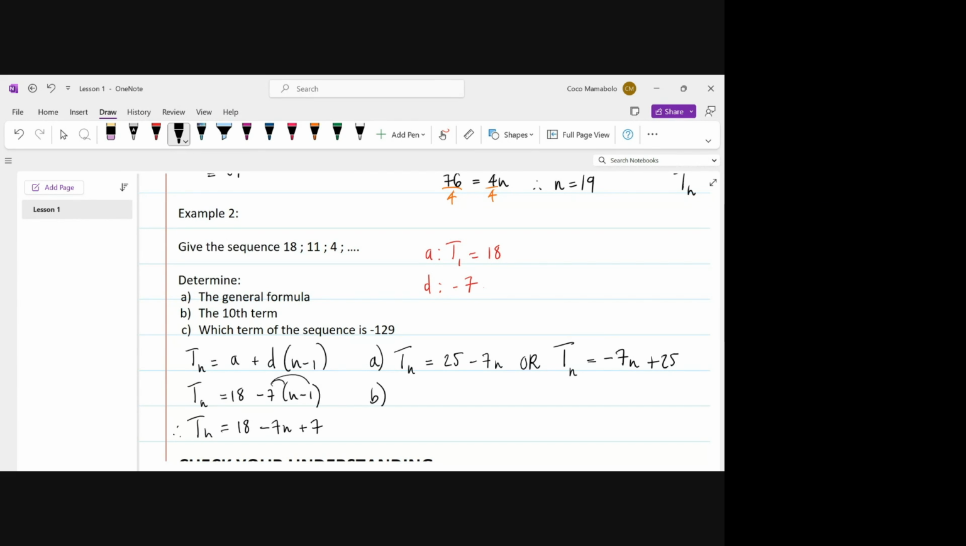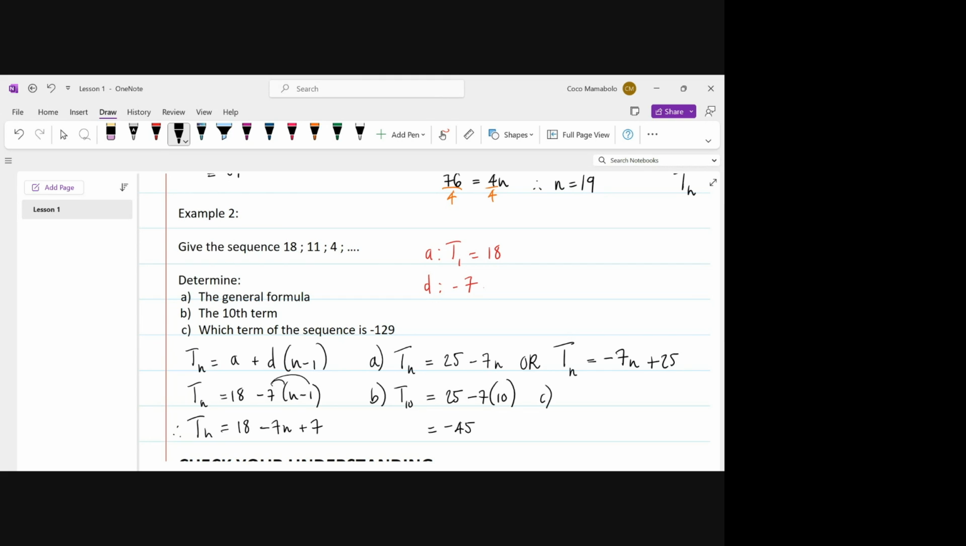Okay. B is T10 equals 25 minus 7 times 10. Absolutely. Well done. Equals? -45. That's it. -45. Beautiful work. All right. Now let's talk about C. What's happening at C?